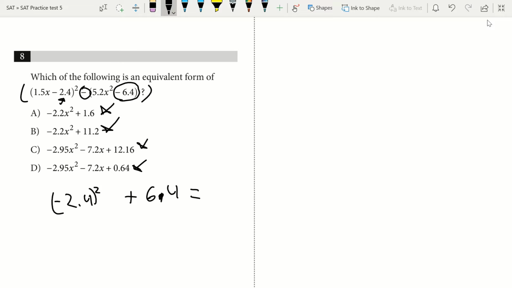So I plug in negative 2.4 squared in my calculator. That's just the same as 2.4 squared because that negative will turn to a positive, and I get 5.76. Then I add that 5.76 with 6.4, and I get 12.16, right? So that'll be my answer, which is C, because that has that final term as 12.16.